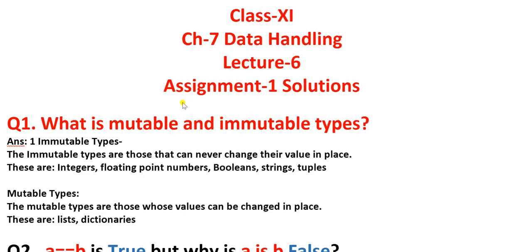Here is your question number 1. What is immutable and mutable type? Immutable types are those that can never change their value in place. These are integers, floating point numbers, booleans, strings and tuples. And mutable types are those whose values can be changed in place. These are lists and dictionaries.